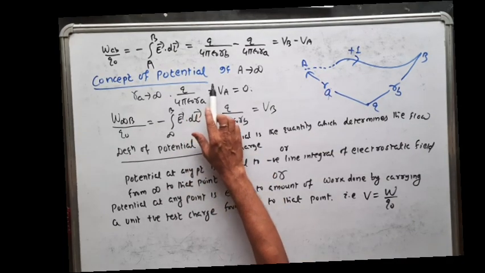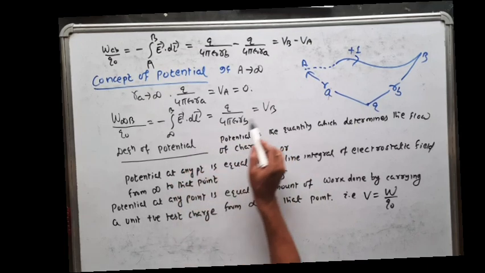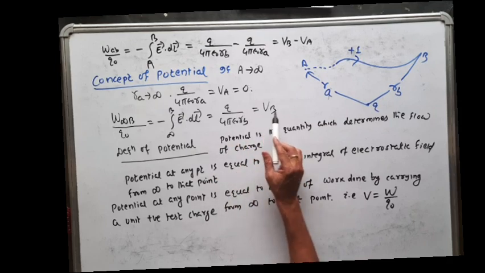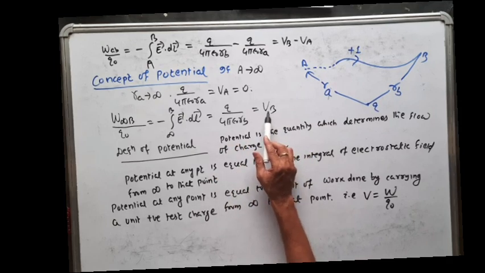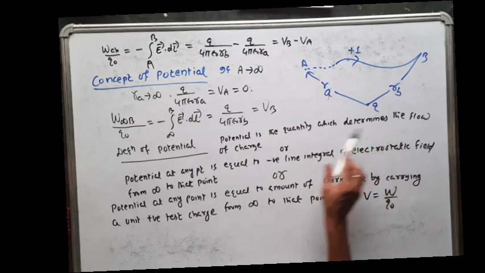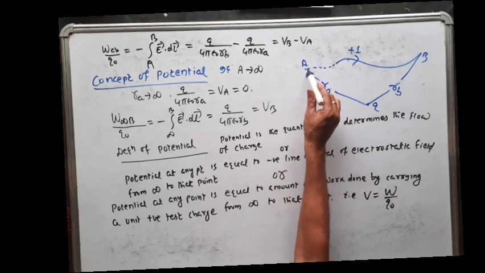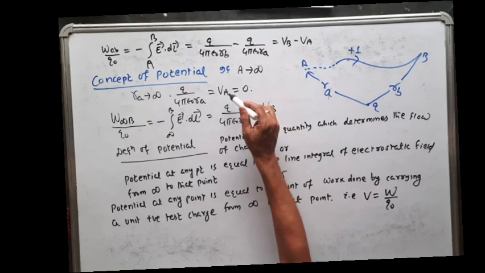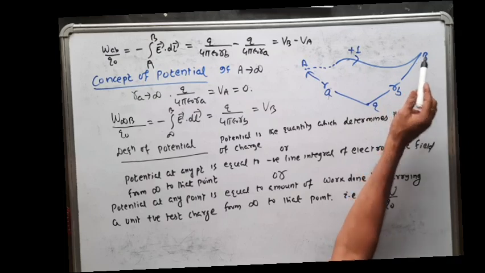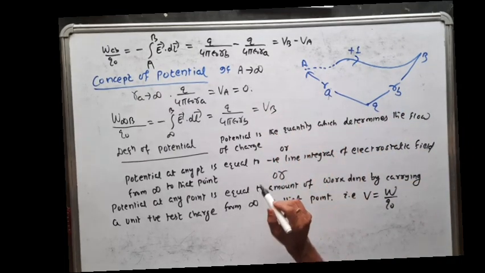Now, the concept of potential. We have already discussed it. Now the definition of potential. From this line we can define potential at B. How will you define potential at B? Potential is the quantity which determines the flow of charge. If I keep the initial point at infinity and bring a unit positive test charge from infinity to point B, whatever work is done is called the potential at B.